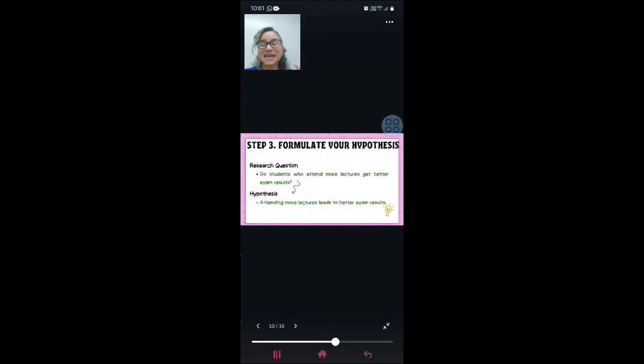As step number 3, here I have the example of what I am talking about. That is, formulate the hypothesis. With the research question here as an example, do students who attend more lectures get better exam results? Beginning with this research question, we are going to formulate the hypothesis, such as attending more lectures leads to better exam results.